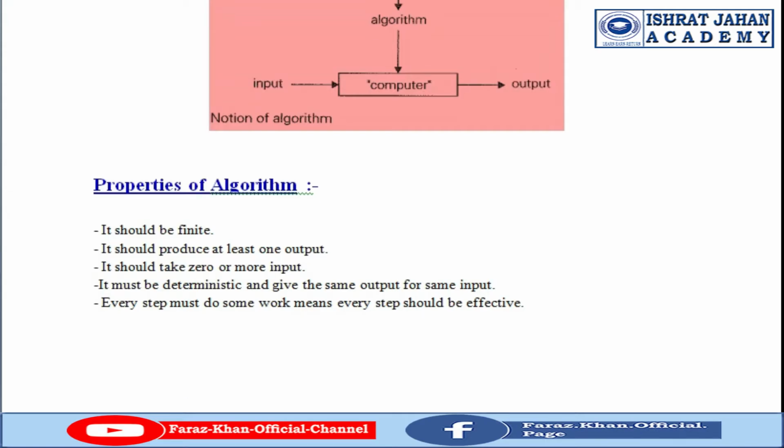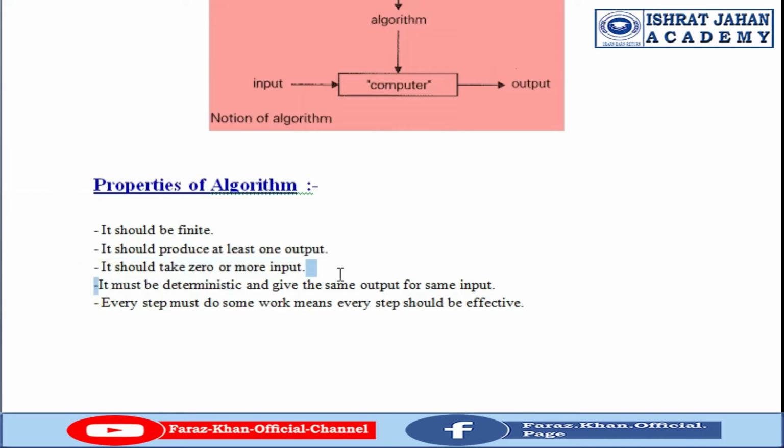Properties of an algorithm. Students, one must keep 4 to 5 points in mind while designing an algorithm. Number one, it should be finite. An algorithm must not be infinite. Number two, it should produce at least one output. Third, it should take zero or more inputs.